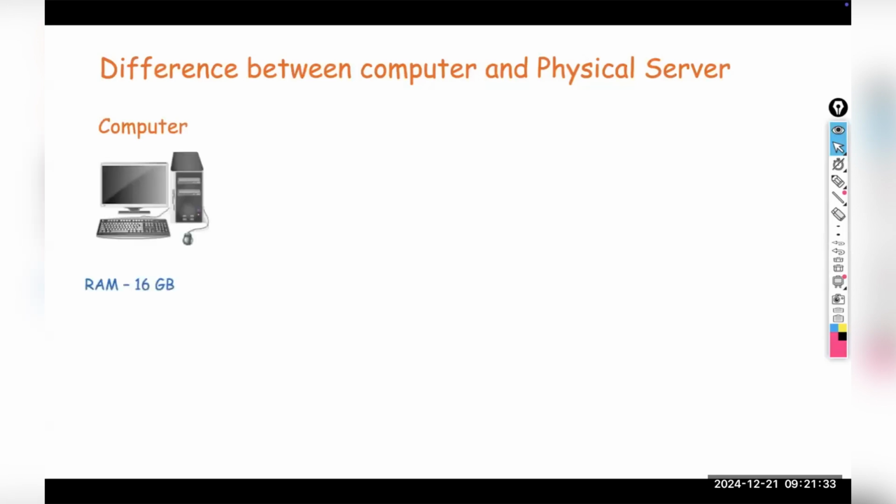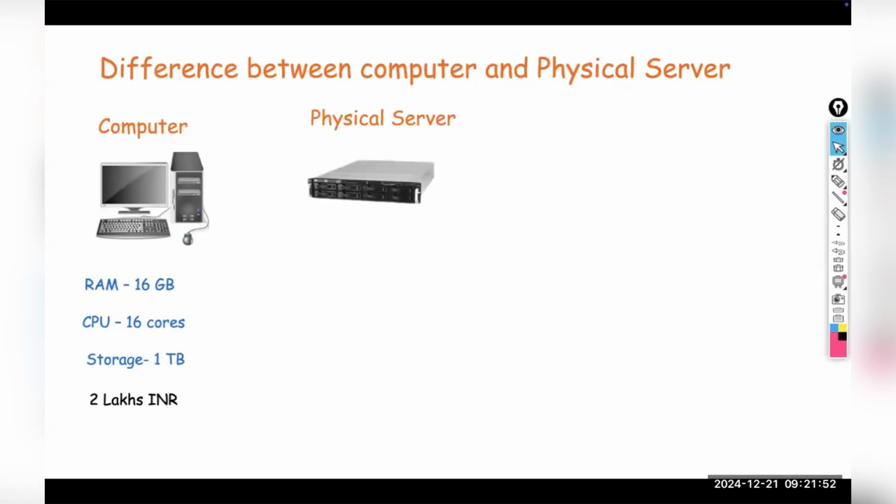this computer has a maximum of 16 GB RAM, 16 CPU cores, 1 TB storage. For this configuration, how much the price will be depends on the brand. If it is Dell, 70,000; HP, 80,000; Apple, maybe up to 2 lakhs, maximum 2 lakhs. Whereas a physical server looks like this.